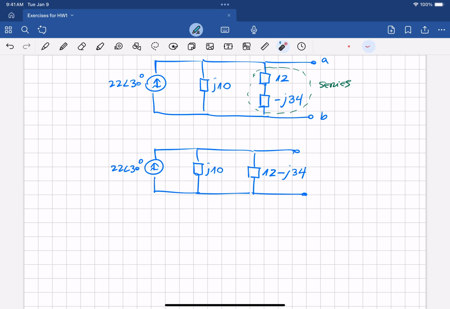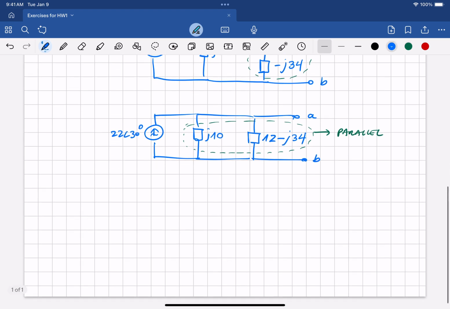That would be the combination of those two elements into just one impedance that has a real part and imaginary part. And again, the A, B terminals are there. Then what we're going to do is to simply combine these two in parallel, and we're going to get one equivalent.